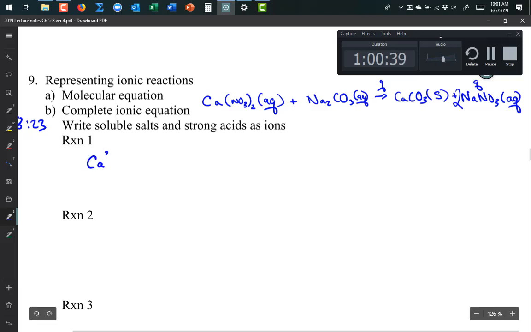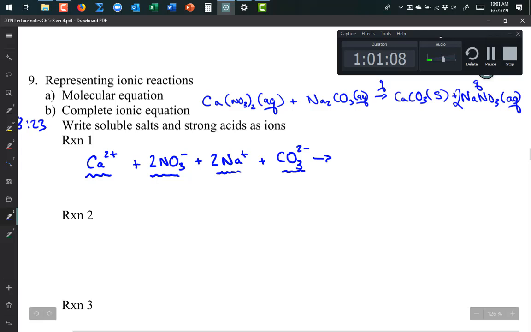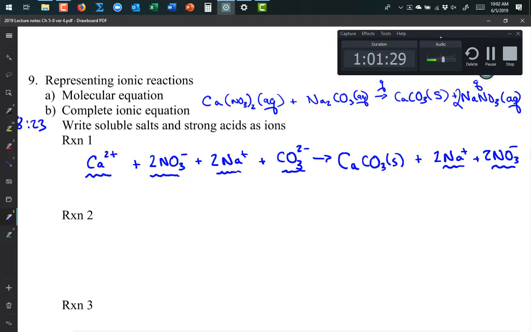So you go calcium, 2+. And now you're supposed to write aqueous, I'm just going to do that, plus 2 nitrates, plus 2 sodiums, plus carbonate, makes, now calcium carbonate is a solid, so you just leave it together, and then you're going to write the sodium nitrate out as 2 sodium ions plus 2 nitrate ions. And those squiggly underlined ones are all aqueous.